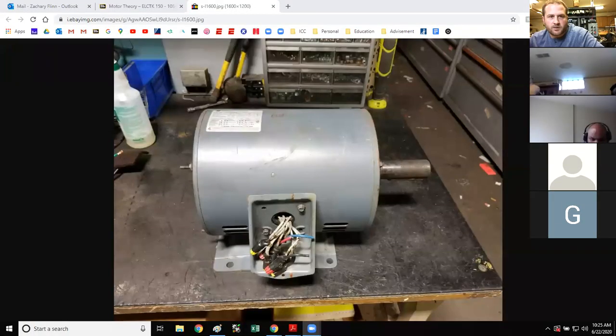Whoops. All right, everybody unmute your microphones real quick. All right. Okay, you ready? Let me tell you something. You see this little box on this motor? It's got all the wires sticking out.